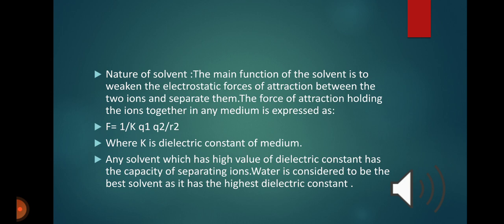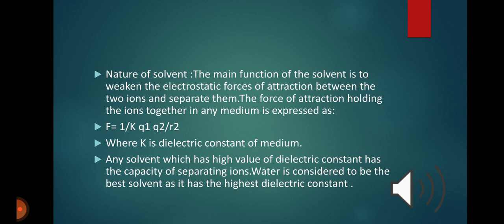Whatever ions are present, the force of attraction between those ions will be weakened by the solvent. That is the main function of the solvent. As a result, when the electrostatic forces of attraction between the ions weaken, the ions will be separated. The force of attraction holding the ions together is given by F = 1/K × Q1Q2/R², where K is called the dielectric constant of the medium.